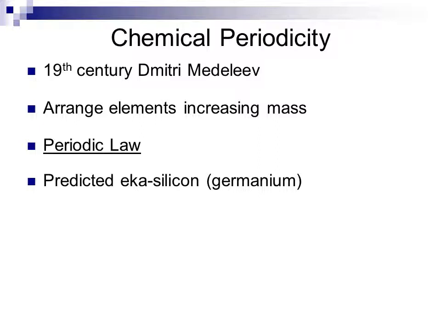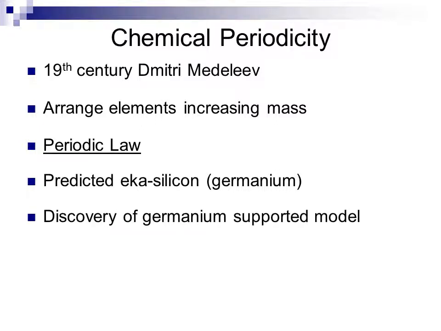A while later, a German chemist discovered the actual existence of this element and found that its properties matched those that Mendeleev had predicted. So this supported the model of chemical periodicity that Mendeleev had set forward. The element was named germanium after the country of Germany, which this chemist was from.